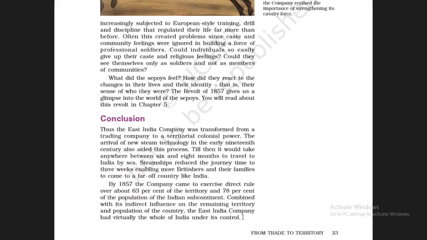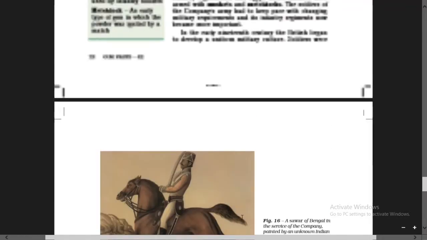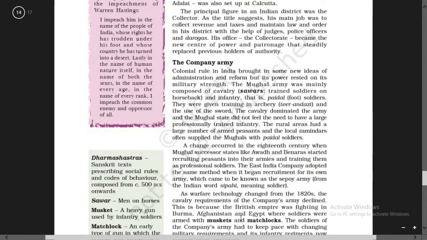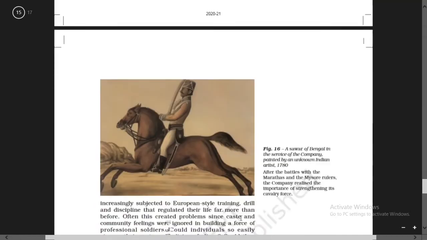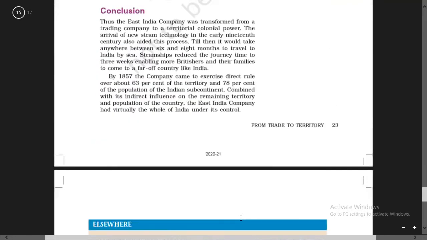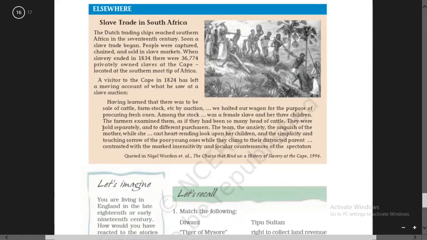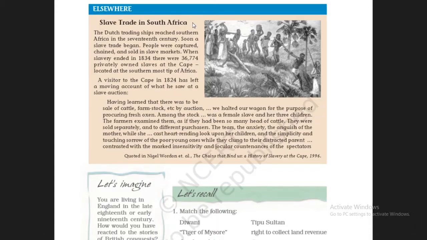So here is the end of your chapter. Different sources have been given on different pages of your book, such as on page number 24, slave trade in South Africa elsewhere. Read through these; they may be helpful for you at any time in your study.